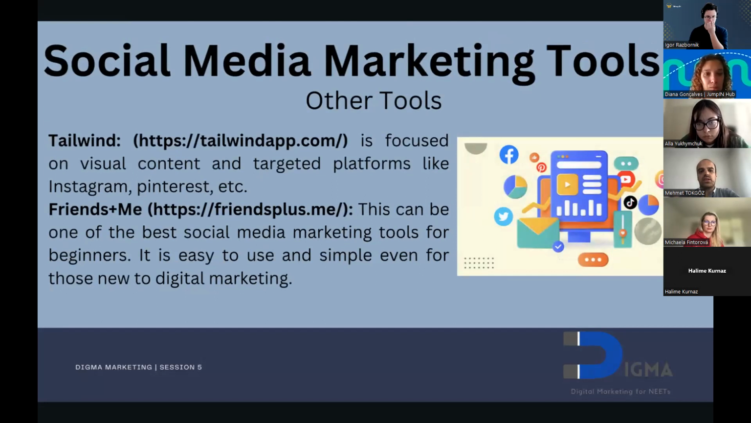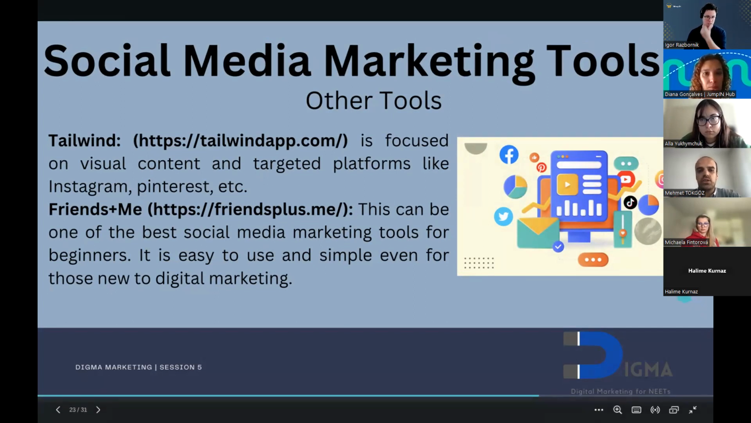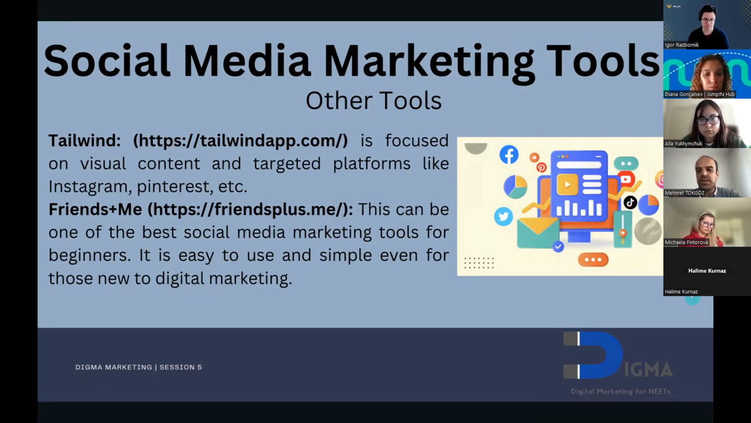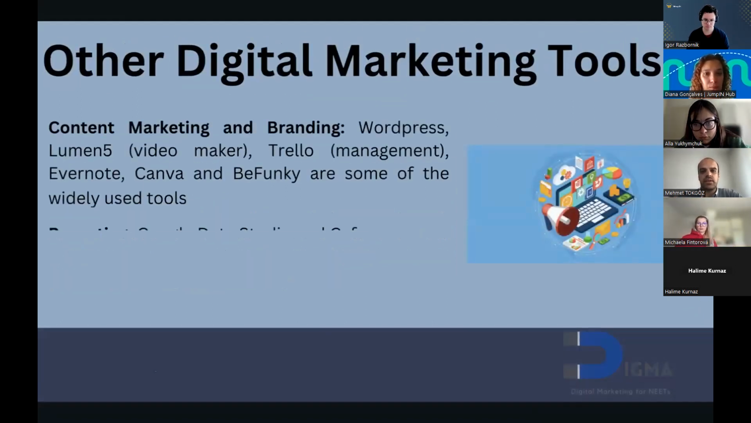And of course there are some other ones like Tailwind and Friends+Me. They focus on different areas. For example, Tailwind focuses on visual content, and targeted platforms are like Instagram or Pinterest. Friends+Me is also one of the best social media marketing tools for beginners. So you can analyze and use the best one for your product.